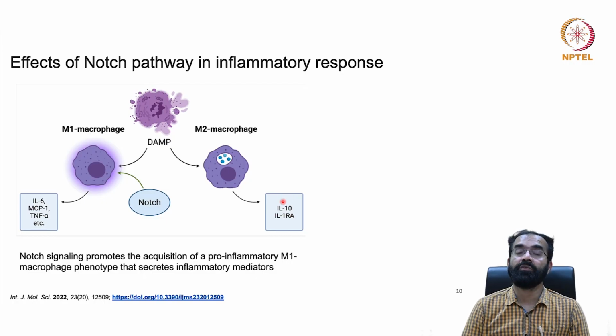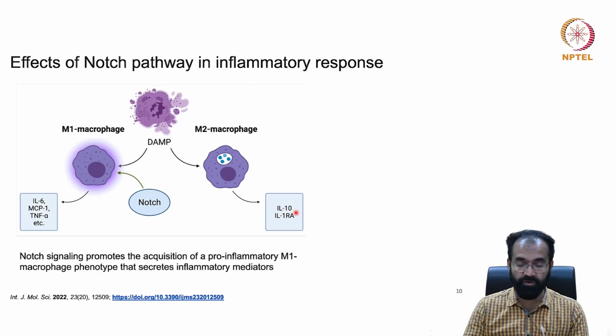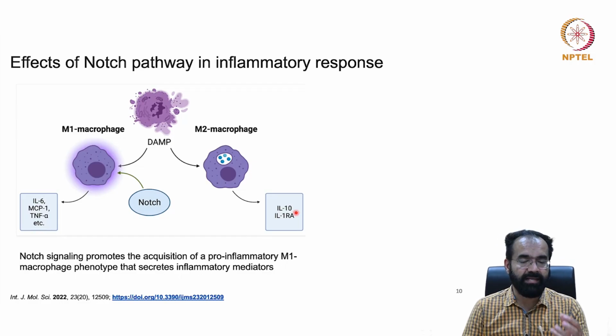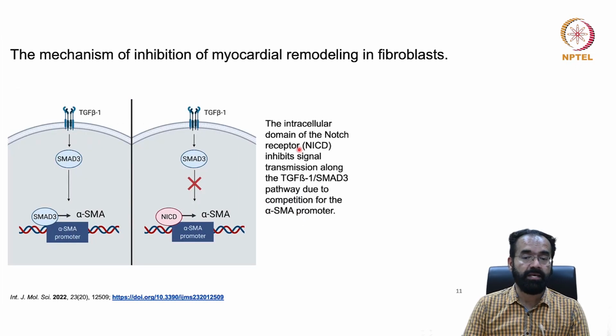But remember, for regeneration to happen, you need to have pro-inflammatory events triggered soon after injury. And the anti-inflammatory phase comes later. IL-10, IL-1RA, these are all derived from the M2 macrophages. So the Notch signaling pathway very selectively influences the upbringing of M1 macrophages.